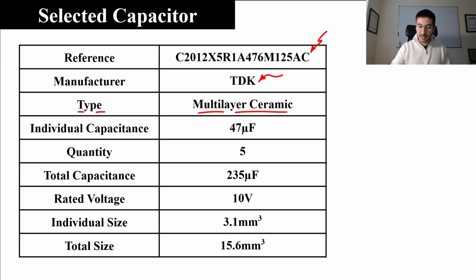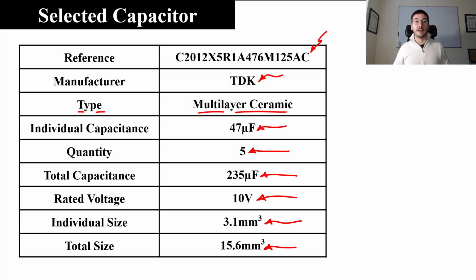The individual capacitance is 47 microfarads. Remember, our target is 230 microfarads, so we are going to put 5 capacitors in parallel. In this way, the equivalent capacitance is 235 microfarads. Rated voltage is 10 volts, so it's enough. And here you can see the individual size and the total size when you consider the 5 capacitors in parallel.